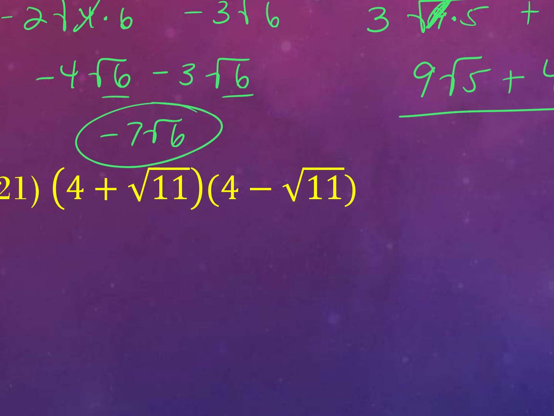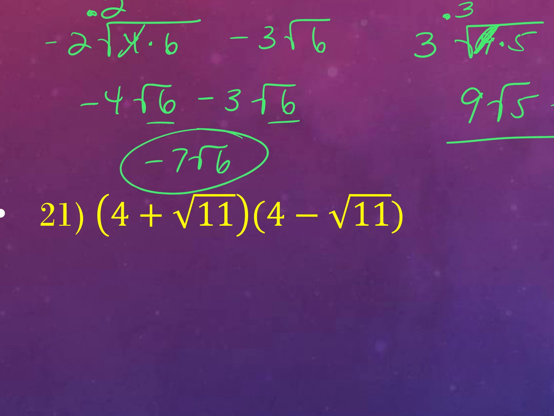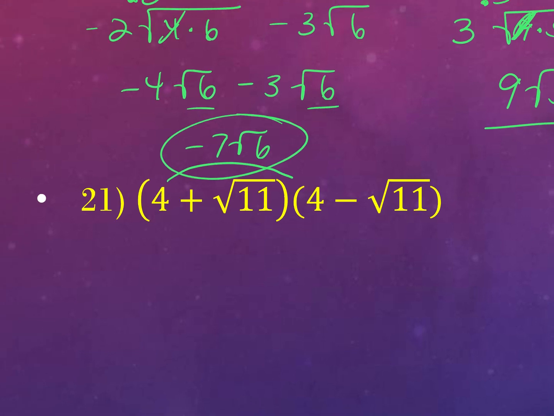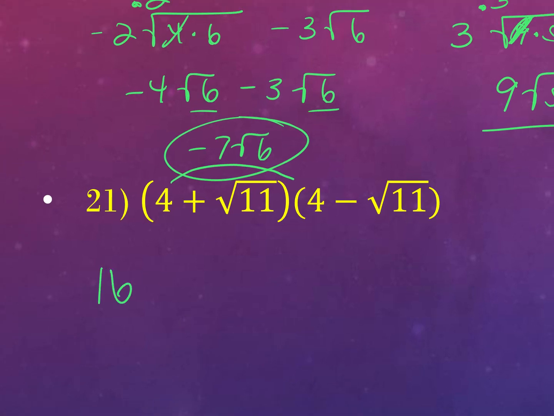These are also conjugates of each other. What does that mean? They're opposites. One has a plus, one has a minus, but they're the same whole number 4 and square root of 11. So if we FOIL, you guys remember the FOIL method? First times first. So what's 4 times 4? 16. Then I say first times the outer.